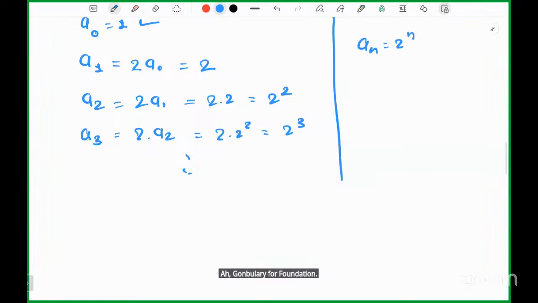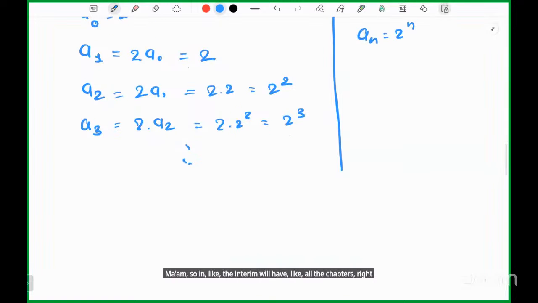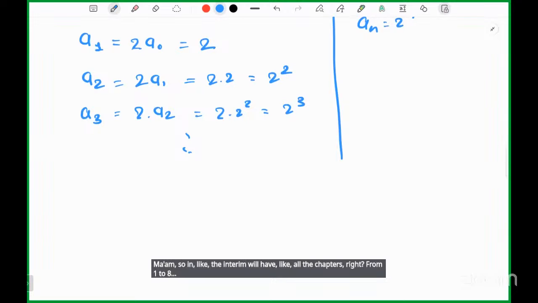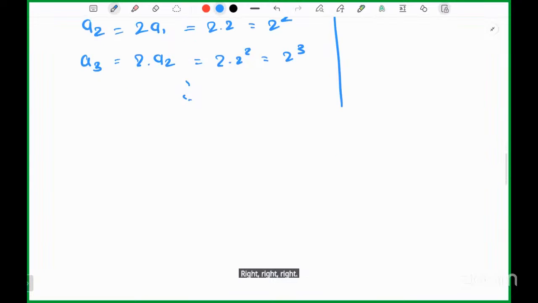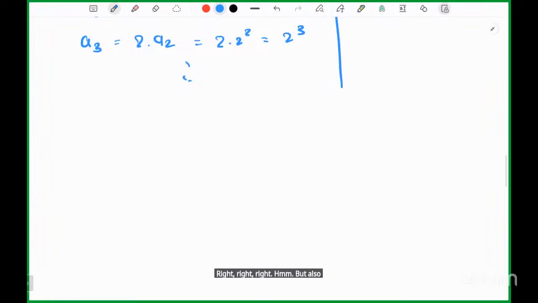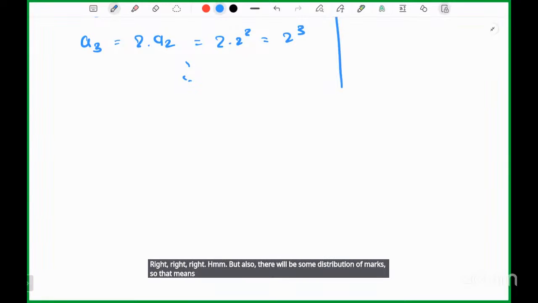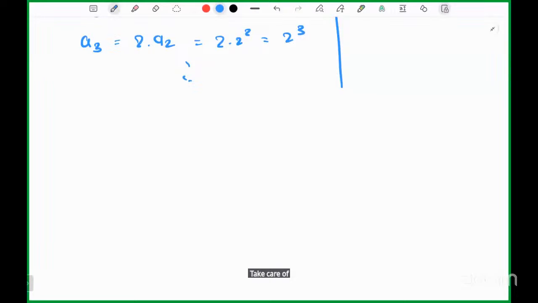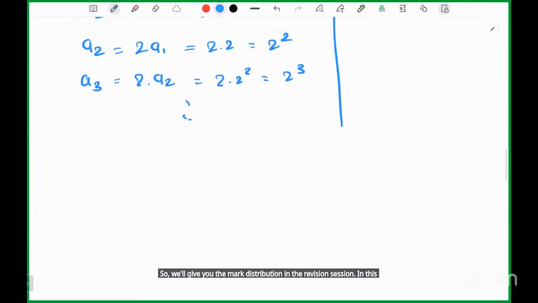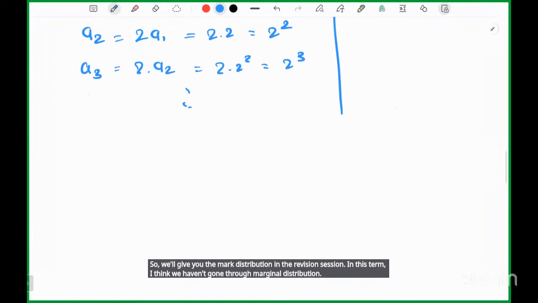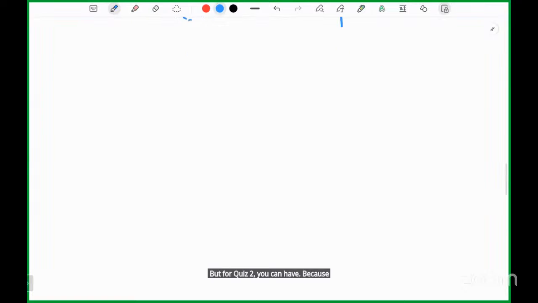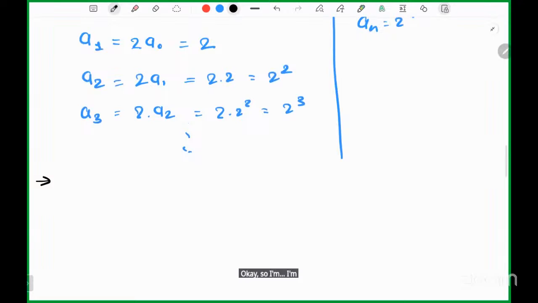Ma'am, the end term will have all the chapters, right? From 1 to 8, the whole eight weeks. But there will also be some distribution of marks. The last 4 weeks will take care of most of the paper, and 30 to 40% will be from weeks 1 to 8. We'll give you the mark distribution in the revision session. In this term, I think we haven't gone through the mark distribution, but for quiz 2, you can have it because the syllabus will be bigger, right? Okay, ma'am. I'm trying to teach, so let's see if it works or not.